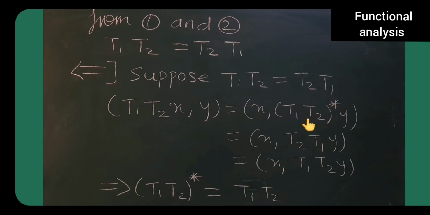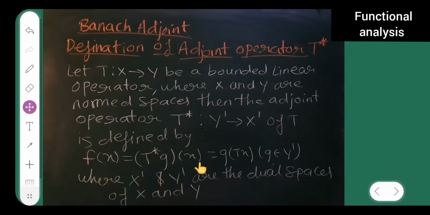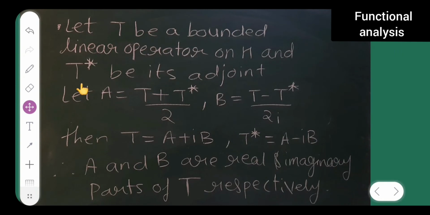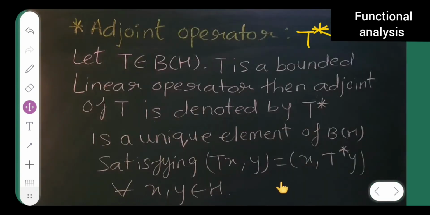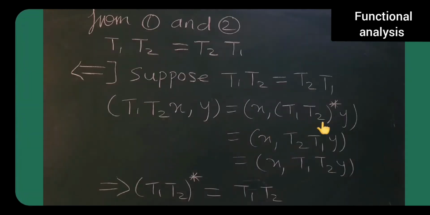Now how did I get this step? See, I have taught you the definition of the adjoint operator. Let T belong to B(H), T a bounded linear operator. Then the adjoint of T, denoted by T*, is the unique element of B(H) satisfying (Tx, y) is equal to (x, T*y) for all x, y belonging to H. If I take T to the other side, it becomes T*. So I have applied this over there.